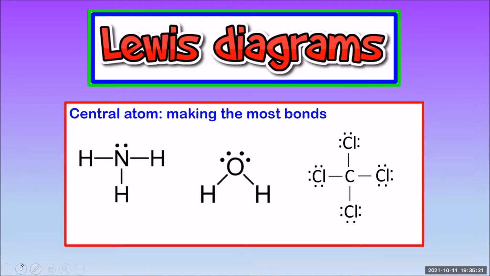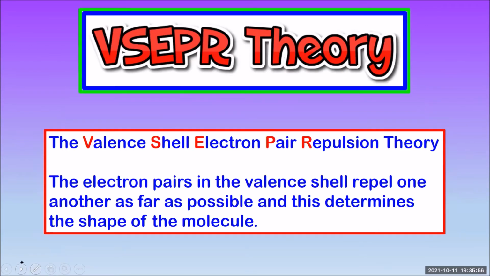The atom that we use to name the shape of the molecule is the central atom. It's the atom with the most bonds. In this first example of ammonia, it's the nitrogen. In water, it's the oxygen. In carbon tetrachloride, it's the carbon. We predict the shape of a molecule using the valence shell electron pair repulsion theory. This is usually called the VSEPR theory for short. It states that the electron pairs in the valence shell repel one another as far as possible, and this determines the shape of the molecule.